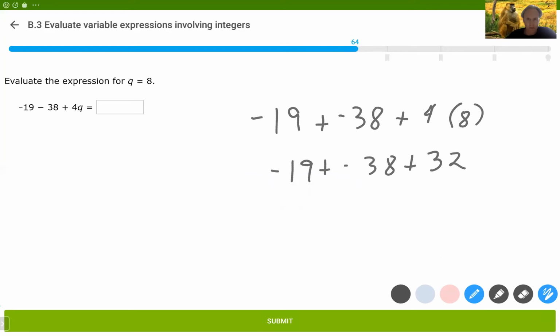And I want to point something out right here. A lot of people are going to add the negative 19 with the negative 38, and then they're going to add 32. But for me, it looks a lot easier to add this negative 38 with the positive 32, which is negative 6, and then add that to the negative 19. It just seems easier to me. That's going to be negative 25, and I'll put it in.